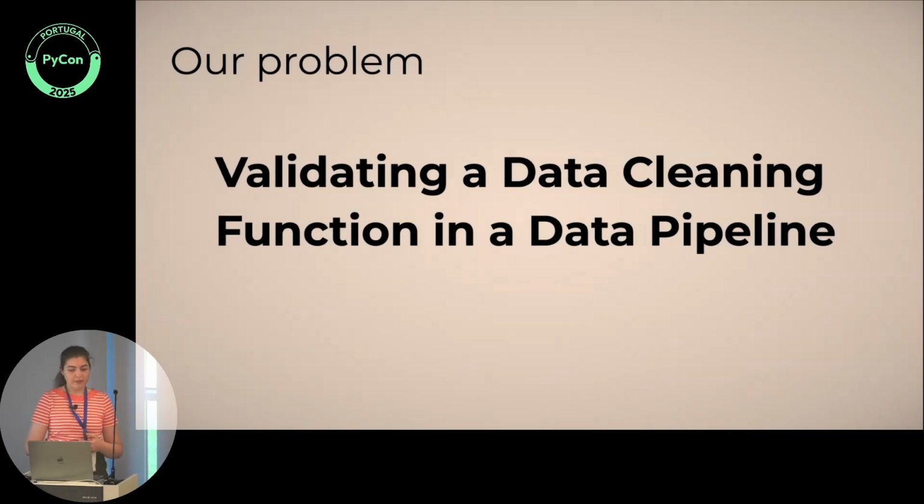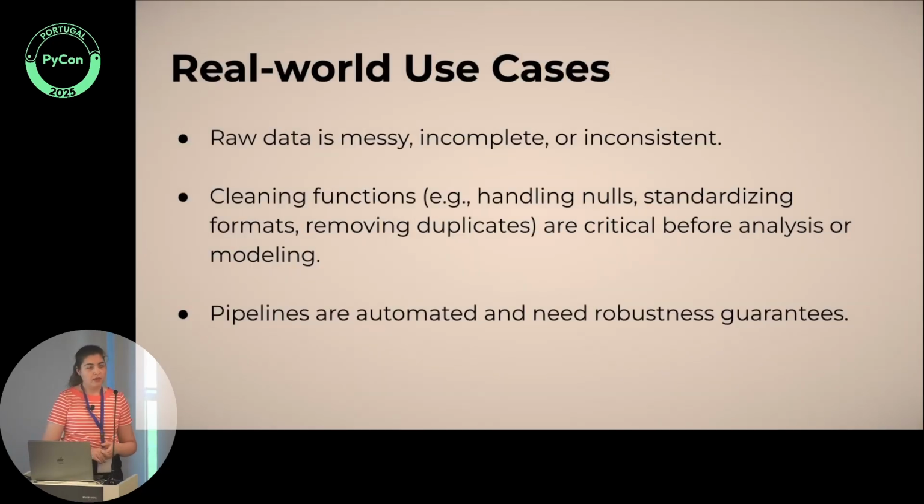So the problem is validating a data cleaning function in a data pipeline. This is a problem that you can come across in real-world workflows when raw data is messy, incomplete, or inconsistent. Cleaning functions are critical before analysis or modeling, and pipelines are automated and need robustness guarantees.